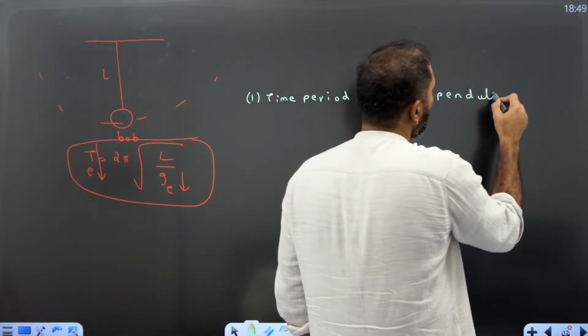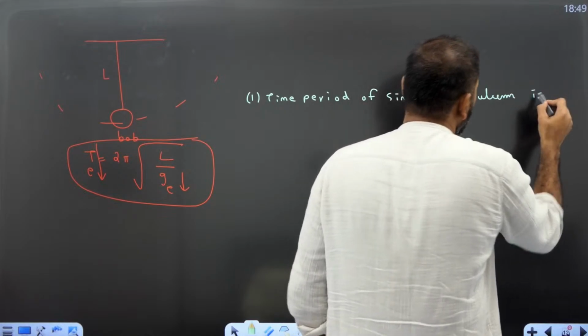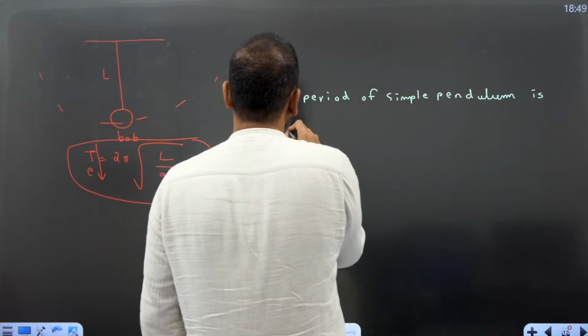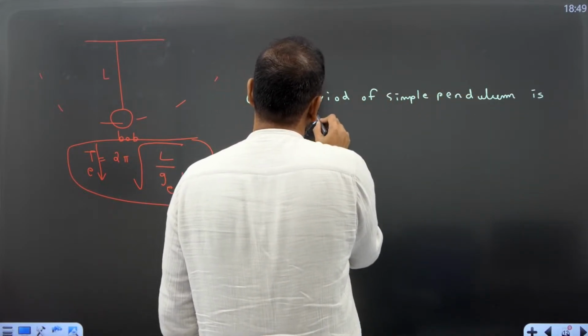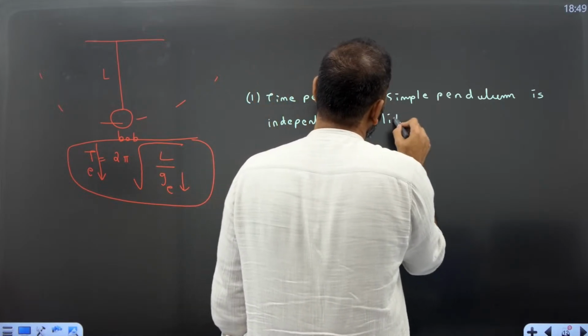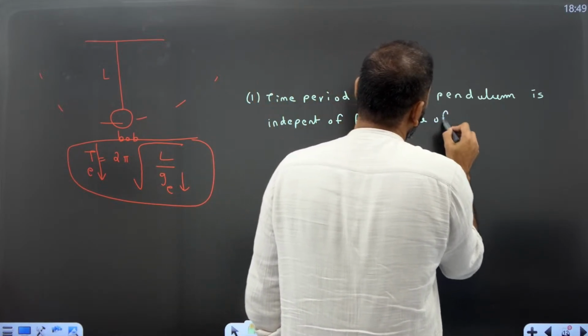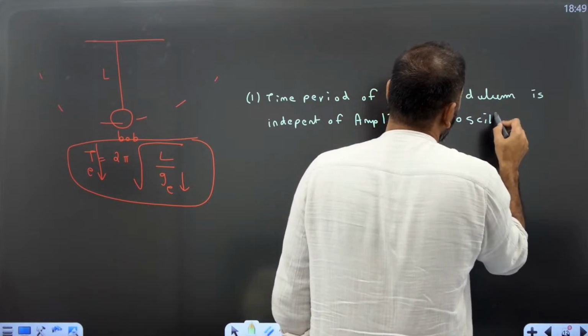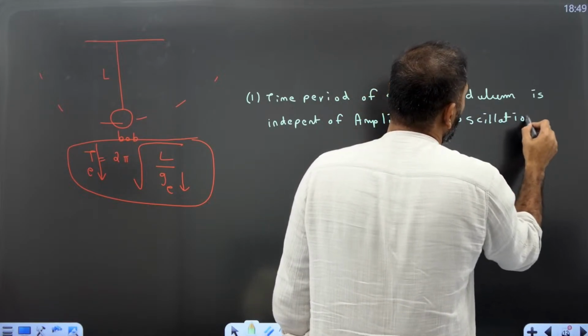The time period of a simple pendulum is independent of amplitude of oscillation and mass of the bob.